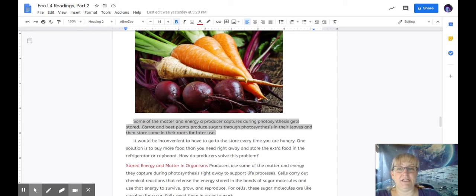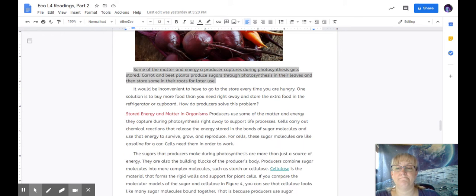Some of the matter and energy a producer captures during photosynthesis gets stored. Carrot and beet plants produce sugars through photosynthesis in their leaves and then store some in their roots for later use. It would be inconvenient to have to go to the store every time you are hungry. One solution is to buy more food than you need right away and store the extra food in the refrigerator or cupboard. How do producers solve this problem? So here's a hint. It has something to do with this right here.